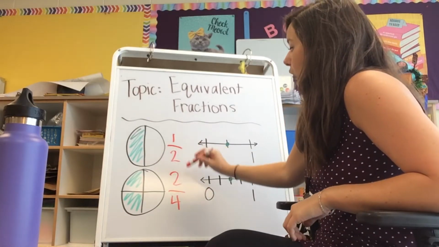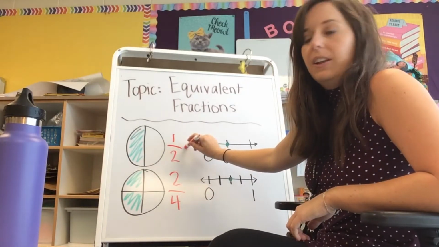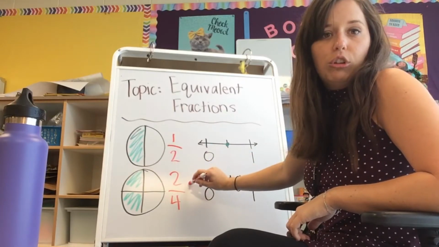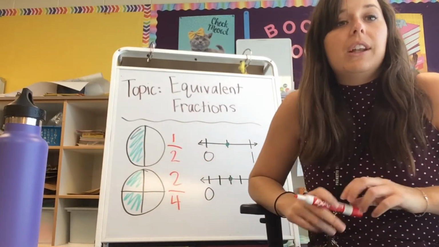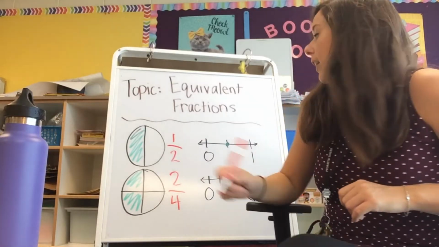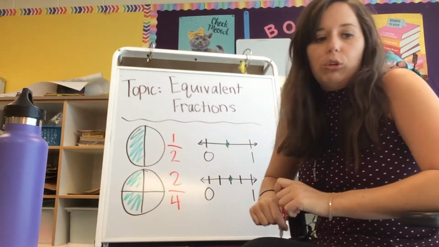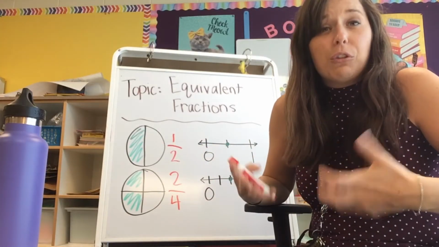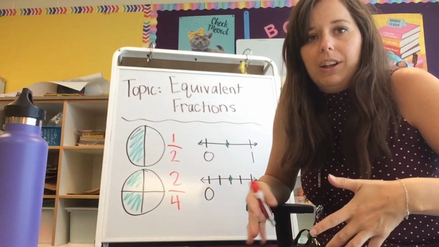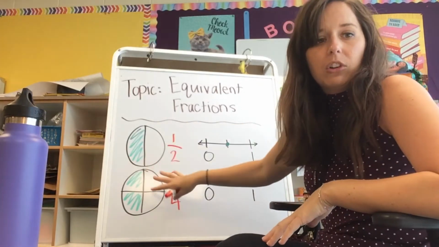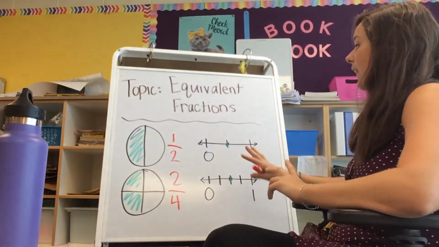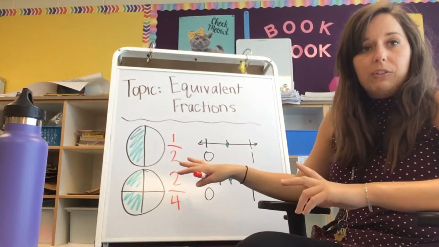So we look at these two fractions, 1/2 is equivalent to 2/4. So equivalent also means equal to, so 1/2 is equal to 2/4. They are different fractions, but they are equivalent. They make up the same amount. We can also use number lines to figure out equivalent fractions.